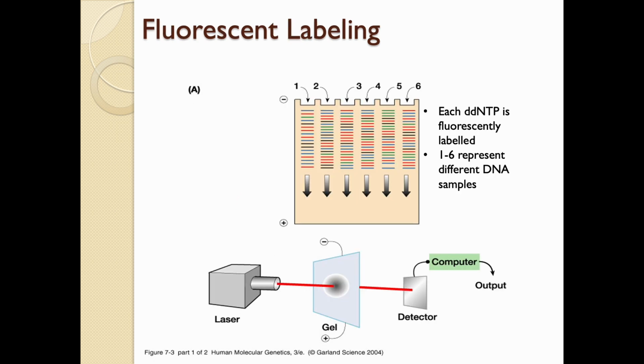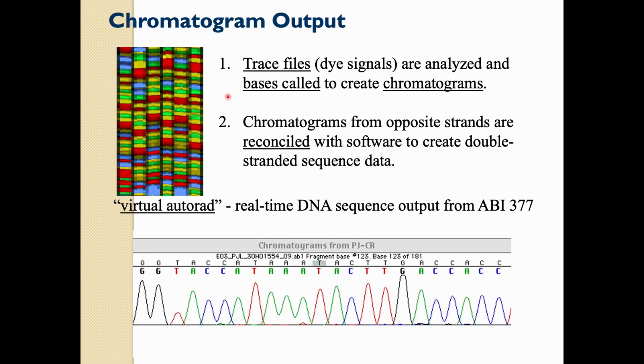This is a newer version of the method where each ddNTP is labeled with a different fluorescence label. The labeled fragments are separated using capillary electrophoresis and detected, producing a pattern that corresponds to the DNA sequence. When a sequencing run is completed, the machine produces what we call a trace file. This is an example of a trace file.